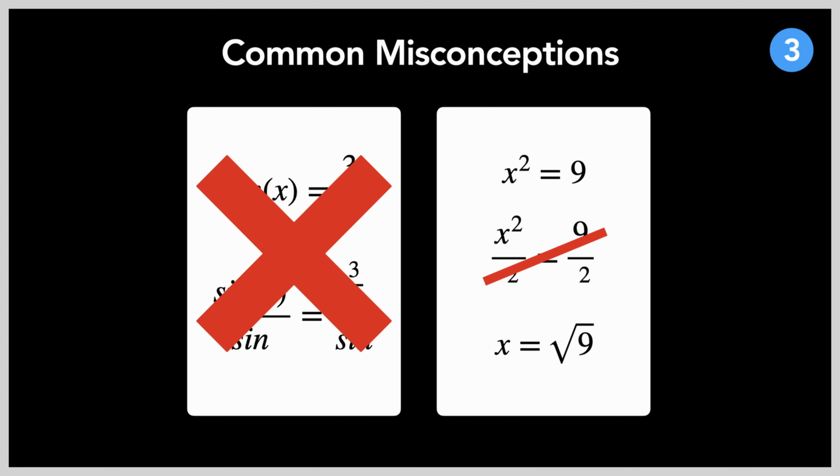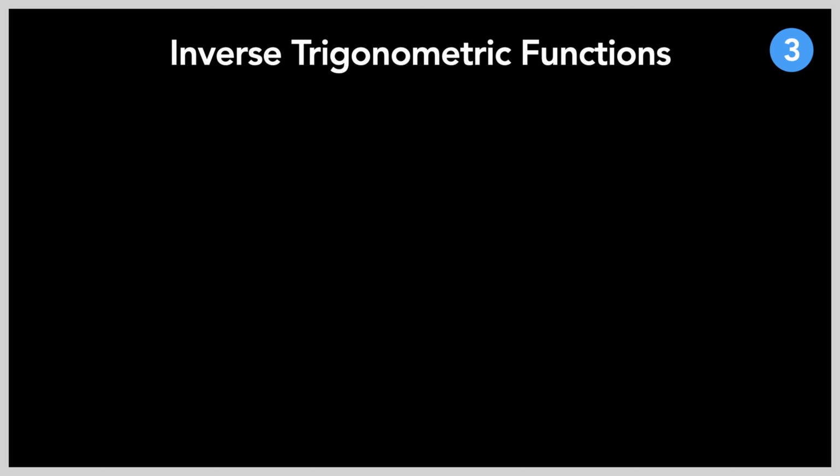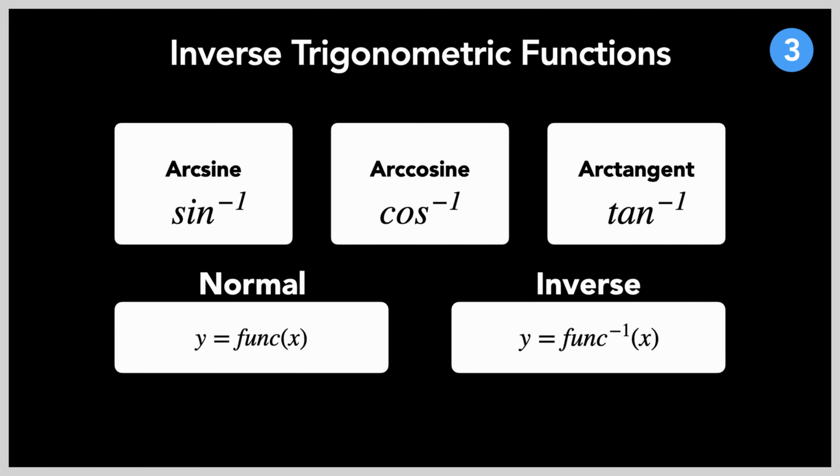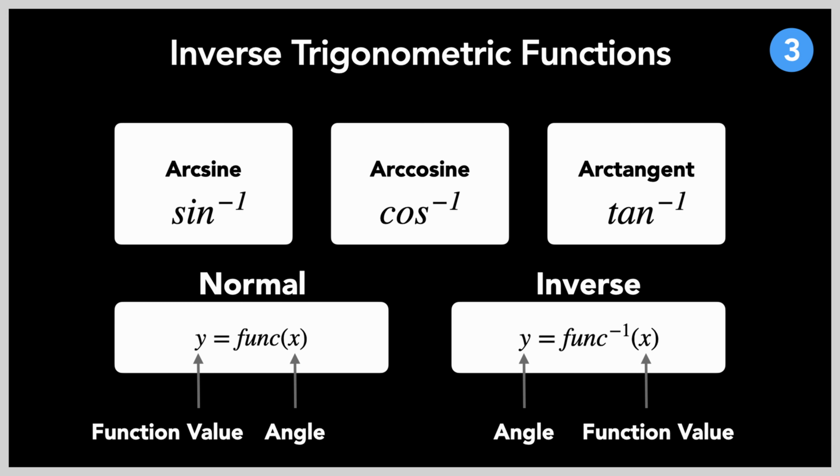This leads me to present the three inverse trigonometric functions, whose names have a prefix of arc and are represented by an additional power of -1. These functions are inverse, as the values x and y represent are swapped, as shown on the bottom right, with the angle being equal to the inverse function of the function value, as opposed to the normal trig function, the function value being equal to the function of the angle.